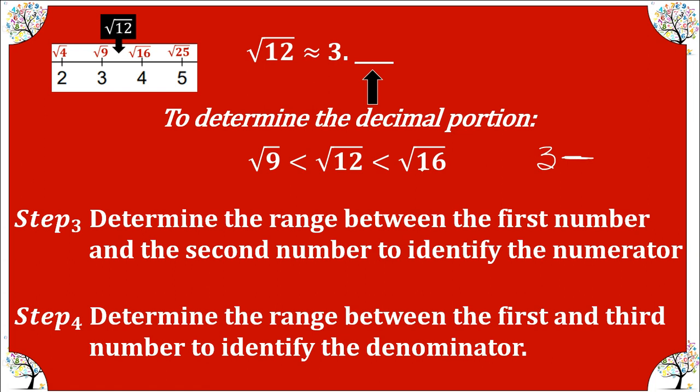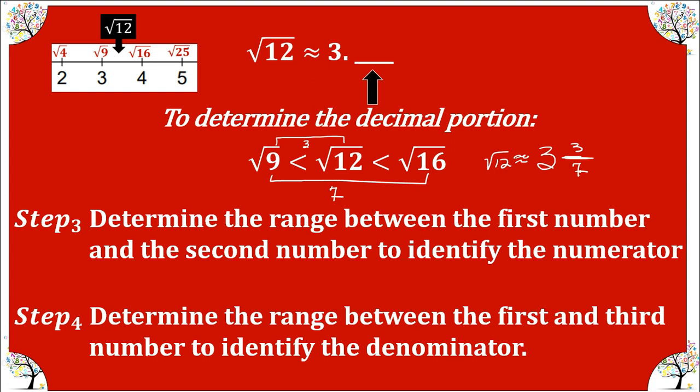The fraction comes from the distance between the two perfect square numbers. 16 minus 9 is 7. So we have a denominator of 7. The numerator is going to be from the first perfect square to the number that we are estimating, the square root of 12. So there's a distance of 3. So the square root of 12 is about, so I use the squiggly, about 3 3/7.